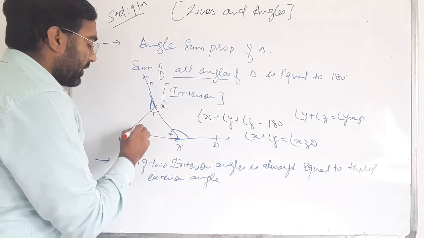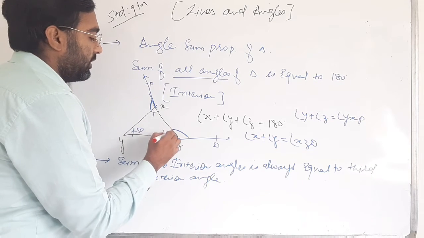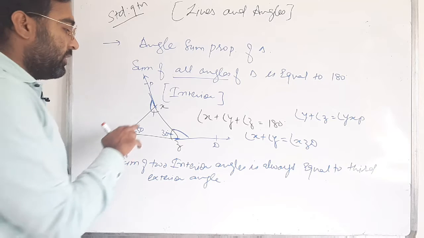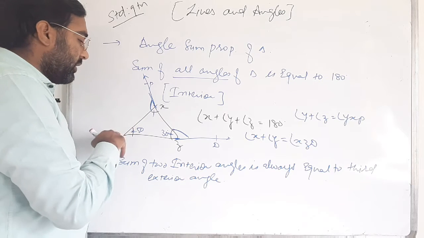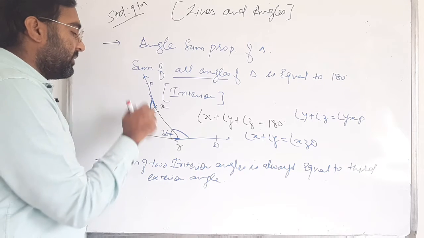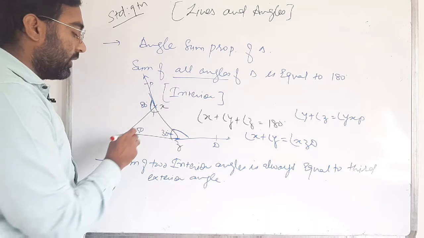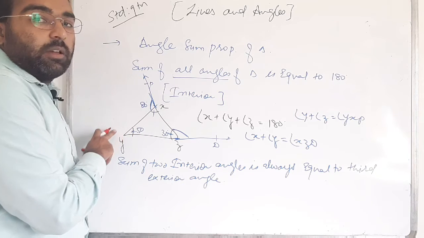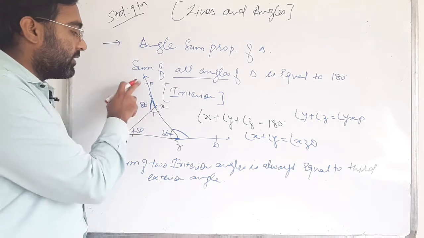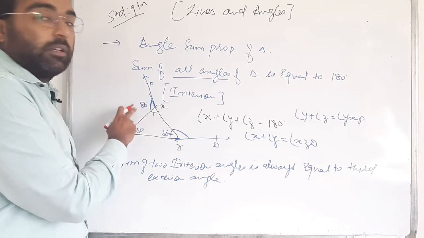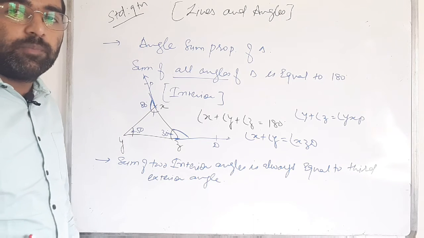That means here my angle 50 and here my angle 30 is given. Then my exterior angle YXP is 50 plus 30, 80 degrees. Okay, my exterior angle YXP is equal to 50 plus 30, 80 degrees. Okay, clear?